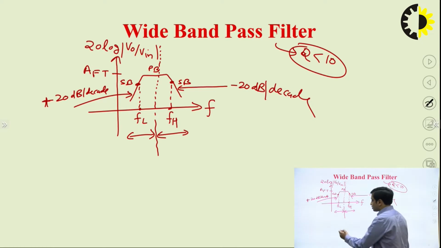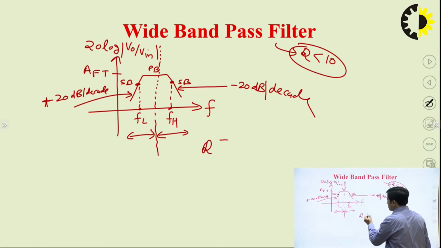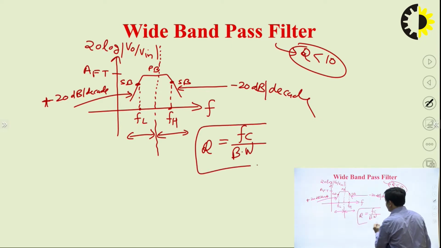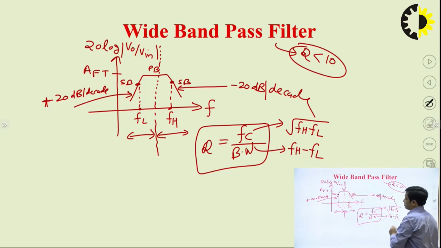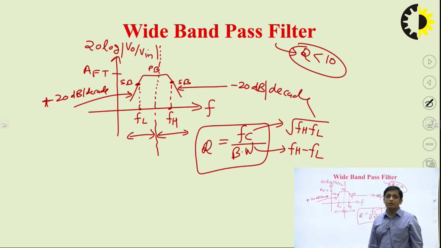And this quality factor Q is defined as center frequency Fc upon bandwidth. This center frequency Fc is under root Fh into Fl, and the bandwidth is Fh minus Fl. So if the bandwidth is more, then the quality factor will be less. You can see that for a wide band pass filter the bandwidth is more, that's why the quality factor is less, and for a narrow band pass filter, since the bandwidth is very narrow, the quality factor is more. So this is about a wide band pass filter.